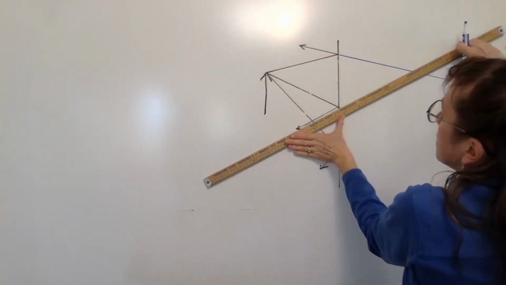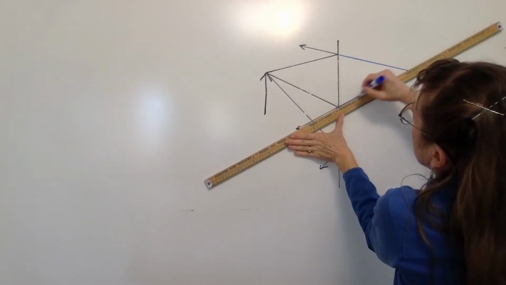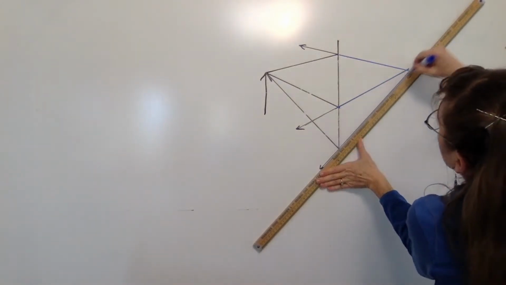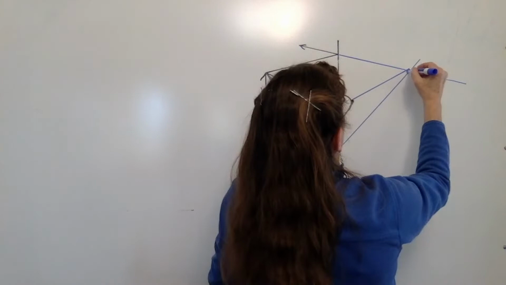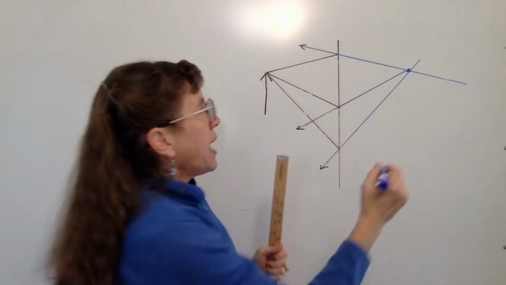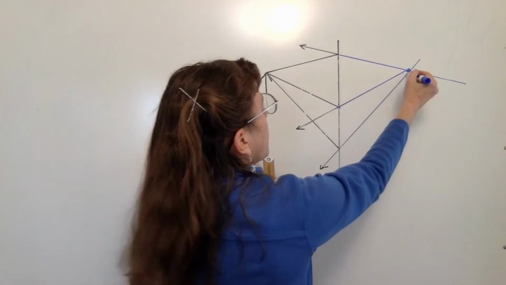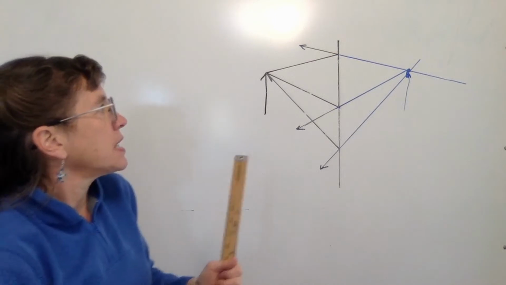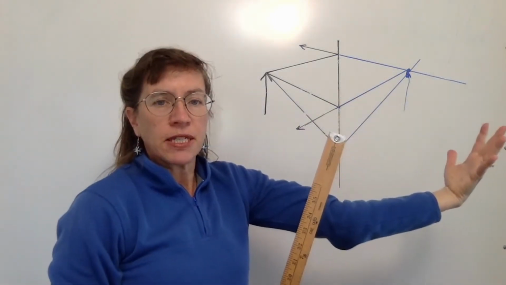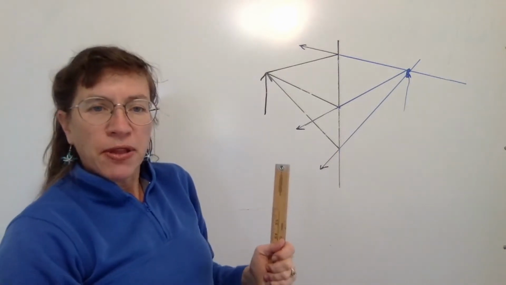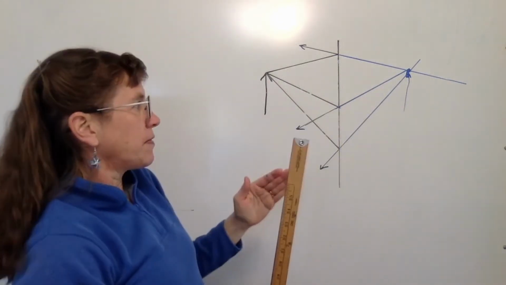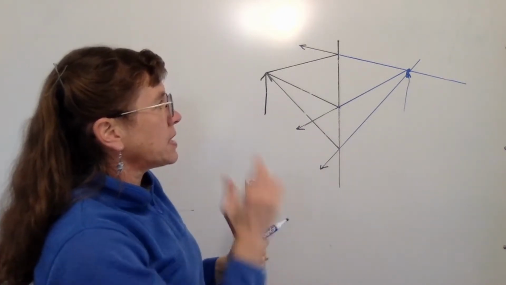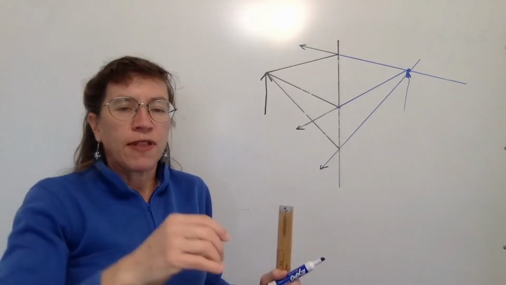So you extend the reflected rays backward. And if you do your diagram carefully, they should all intersect at the same point, which mine did pretty close to the same point. This indicates where the tip of the arrow is going to show up in the mirror. This should also go along with your everyday experience. When you look in the mirror, it looks as if the image is on the other side of the mirror, about the same distance behind the mirror as you are in front of the mirror. And this is for flat mirrors. So this is how you do image formation and ray tracing for a flat mirror.